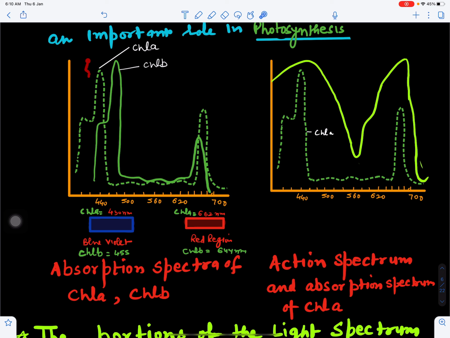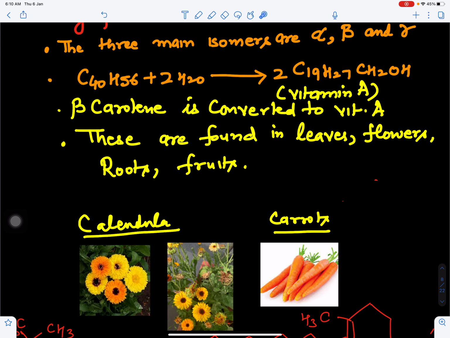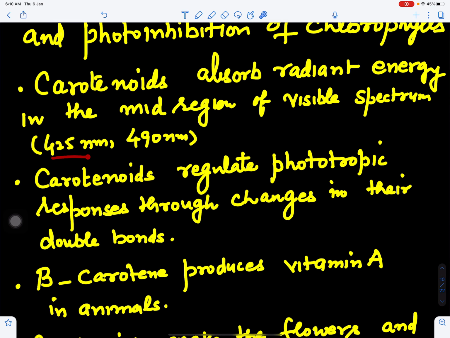So their maximum absorption is in the blue violet and in the red zone, and this region in between, here there is no absorption, right? So if we see the carotenoids, they will absorb in the mid region of the spectrum, like this is the peak and this is the peak. Now this is the mid region of the spectrum. So carotenoids will absorb in this mid region of the spectrum, that is at 425 nanometers and 490 nanometers, because they have alternating double bonds and single bonds, like this. So they also regulate phototropic responses by changes in their double bonds.